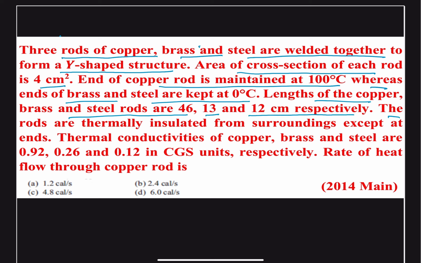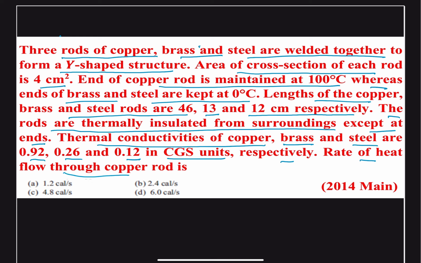The rods are thermally insulated from surrounding except at the ends. The thermal conductivities of the copper, brass and steel are 0.92, 0.26 and 0.12 in CGS units respectively. The rate of flow through the copper rod is.